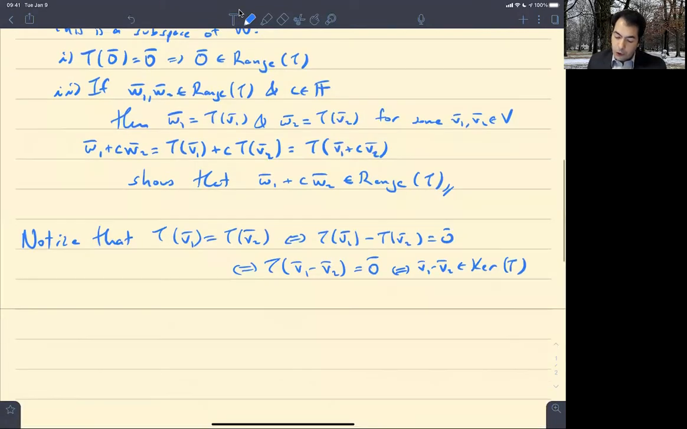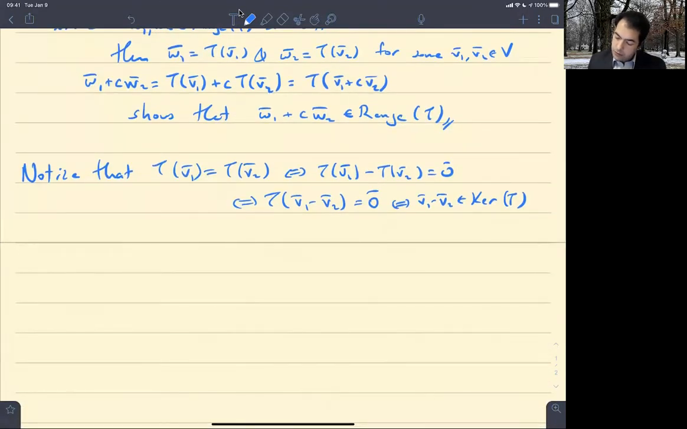right? So, okay, here is one immediate consequence. T is injective, right? Injective is another word for one-to-one.